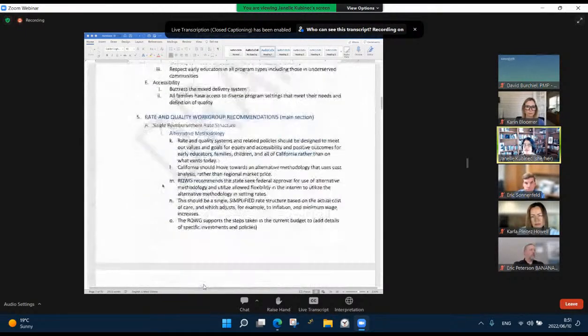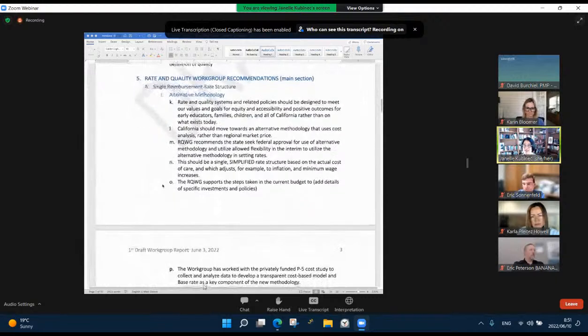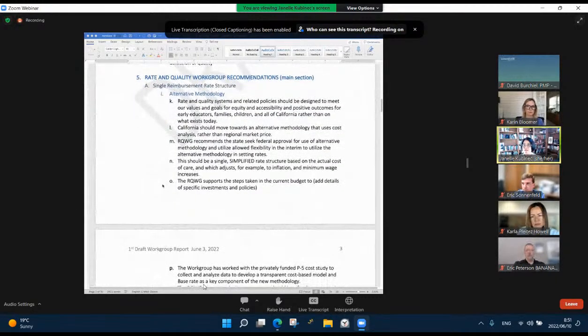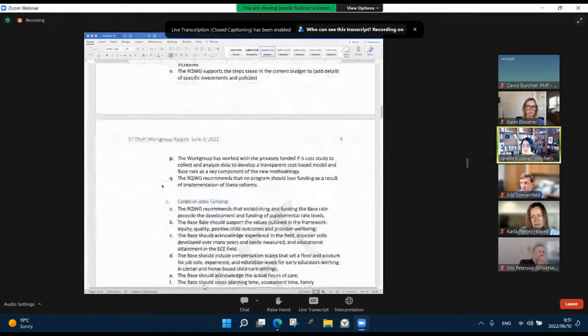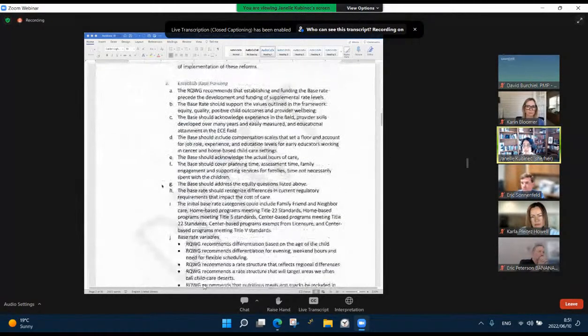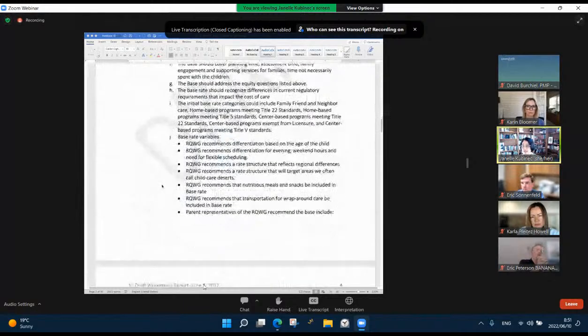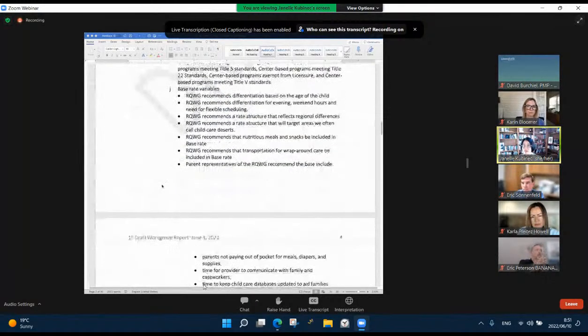So the section I want to spend a bit of our time today just getting your feedback on is this rate and quality work group recommendation. So this is the main body of the report. And so this takes us to the recommendations organized around the areas that you see in the vision document. And so it's a single rate reimbursement structure and elements that are part of that recommendation. The next area is establishing a base rate or base funding, and the elements, again, specifically related to that, many of which we will be talking through today.